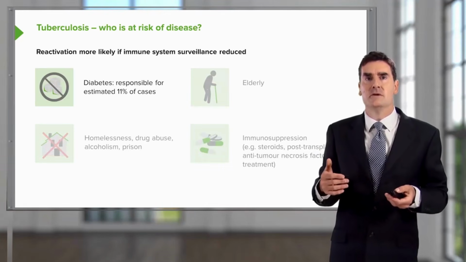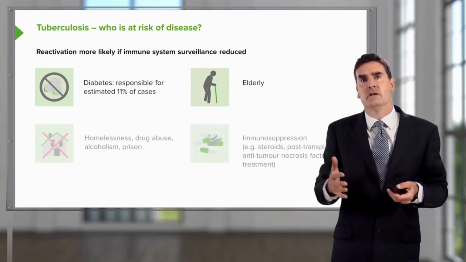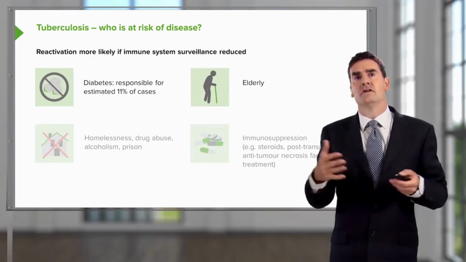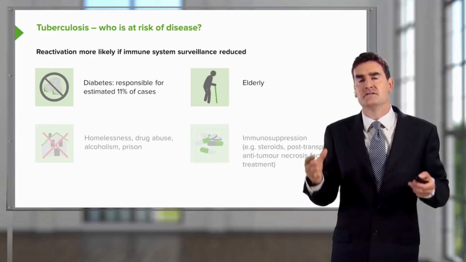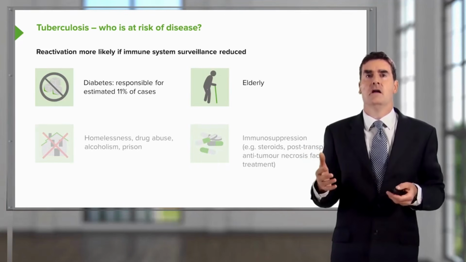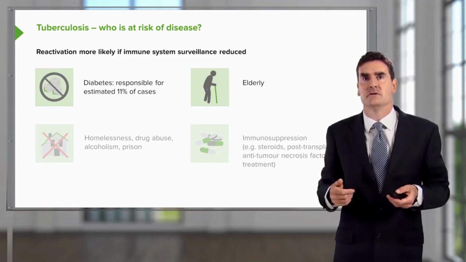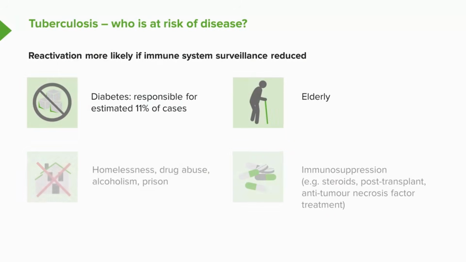Smoking, diabetes, and being elderly are all examples where your immune system has been weakened to a degree, and this potentially allows the infection to take hold and cause a problem. We've already discussed homelessness, drug abuse, and alcoholism. And there's the other immunosuppression: steroids, transplantation, and tumor necrosis factor treatment. All these will make you more likely to reactivate latent disease.